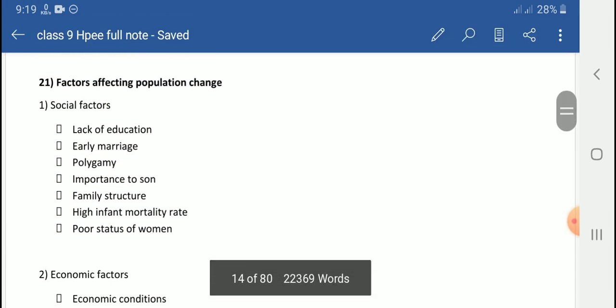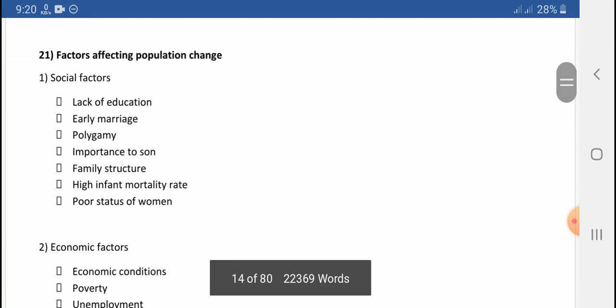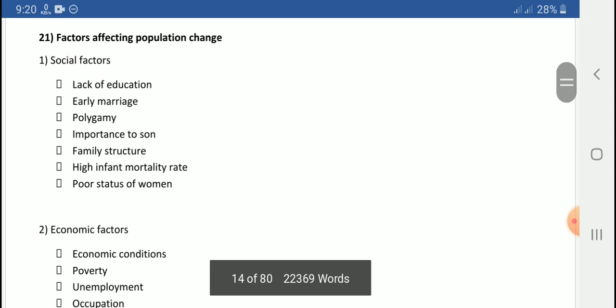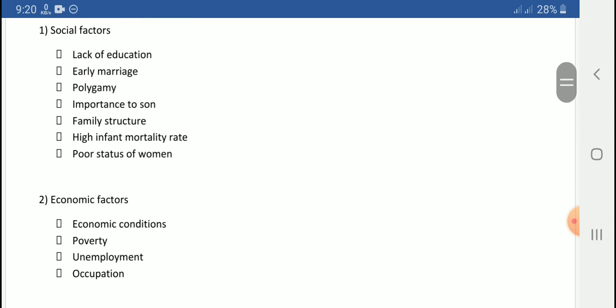So let me explain the social factors, because from social factors the question may come like how lack of education affects fertility, because these are the social factors affecting fertility. All right, so how early marriage affects fertility, how polygamy affects fertility. So similarly other questions can be asked. So let me explain lack of education.